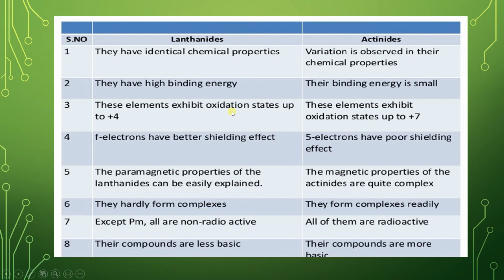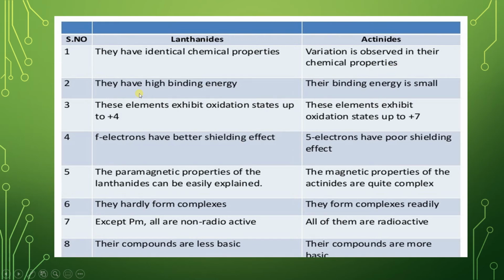Next, the differences between lanthanides and actinides. Number one, lanthanides have identical chemical properties. In actinides, variation is observed in their chemical properties.